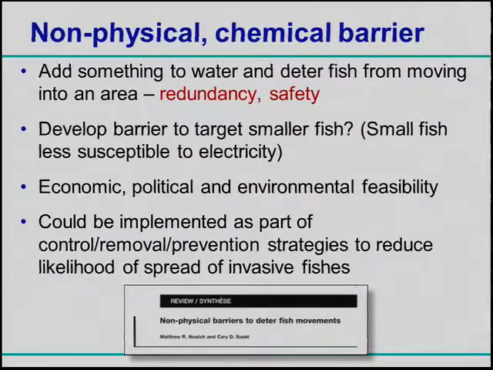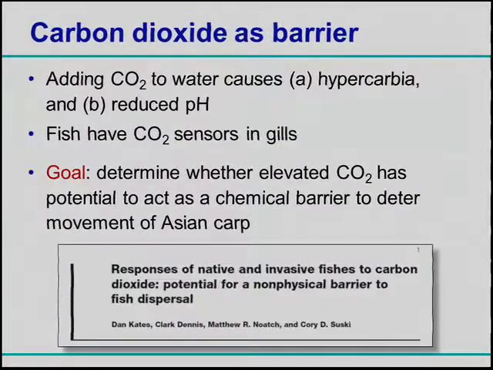And so for the rest of the talk, I want to talk about the work that we've done looking at carbon dioxide, using additions of carbon dioxide into the water to act as a non-physical barrier to deter movements of Asian carp. Carbon dioxide is nice for a lot of reasons. It's easy to handle, low tech. People understand what carbon dioxide is.